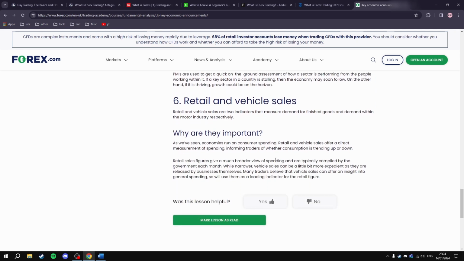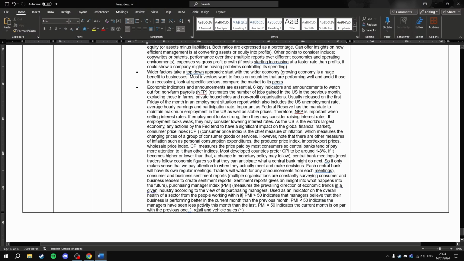Retail and vehicle sales. Retail and vehicle sales are two indicators that measure demand for finished goods and demand within the motor industry respectively. Why these two specific industries though?